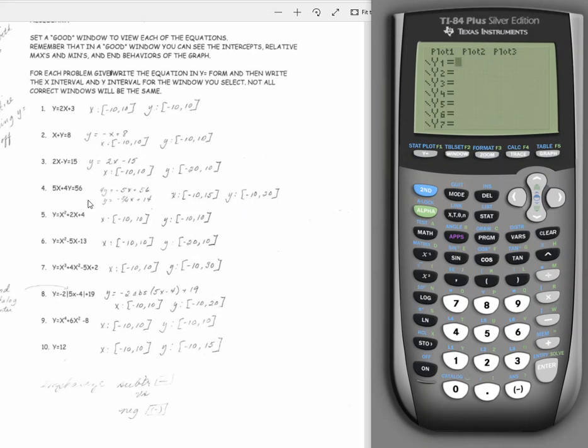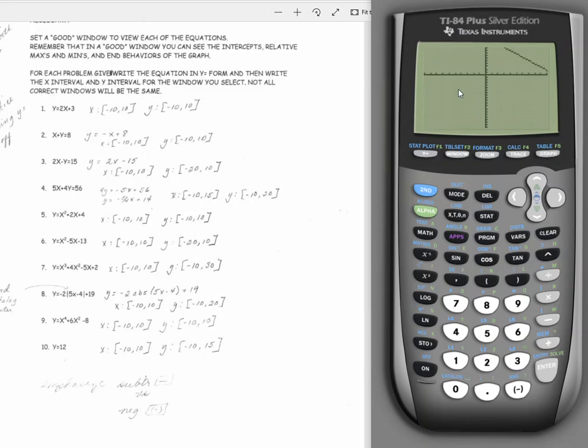Now for this one, we had to subtract the 5x and then divide by 4. So we had negative 5/4 x plus 14. When you go to do that, you want to do a parentheses if you have a fraction and do negative 5 divided by 4, close the parentheses, put x there, and then plus 14. So always put your fraction in parentheses. Let's hit graph.